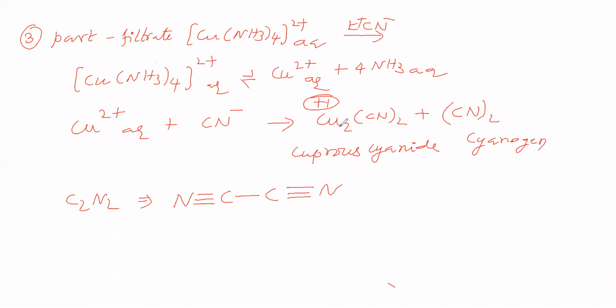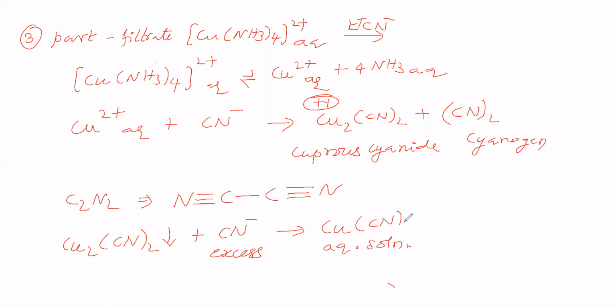Then this cuprous cyanide, Cu2(CN)2, is a precipitate which dissolves in excess cyanide and becomes an aqueous solution due to formation of a complex. Copper is +1, and four cyanides are -1 each, so -4 totally, therefore the complex is -3. This aqueous solution is colorless.